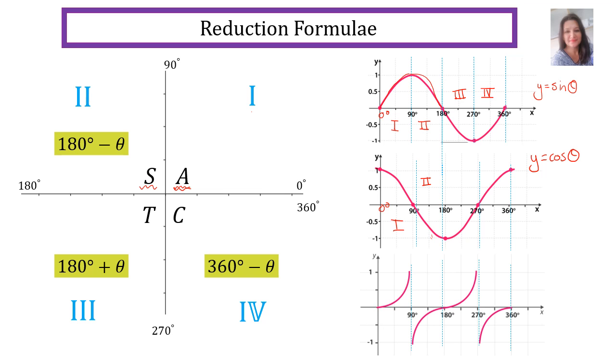And then even if you look at this, if you go to the fourth quadrant here on the cos graph, can you see that the cos graph is positive in the fourth quadrant? And this is why with your CAST diagram, your cos is positive in the fourth quadrant.